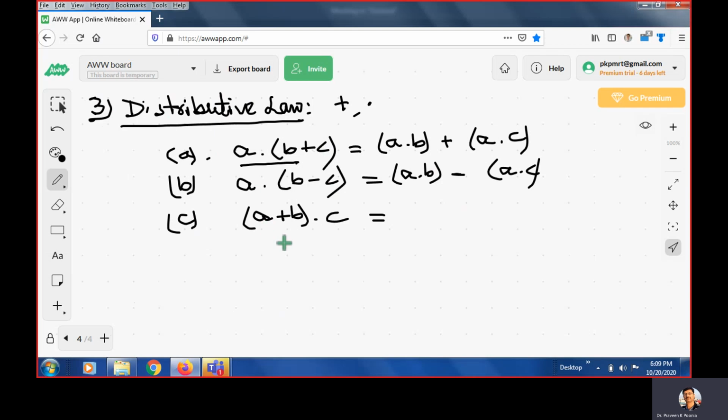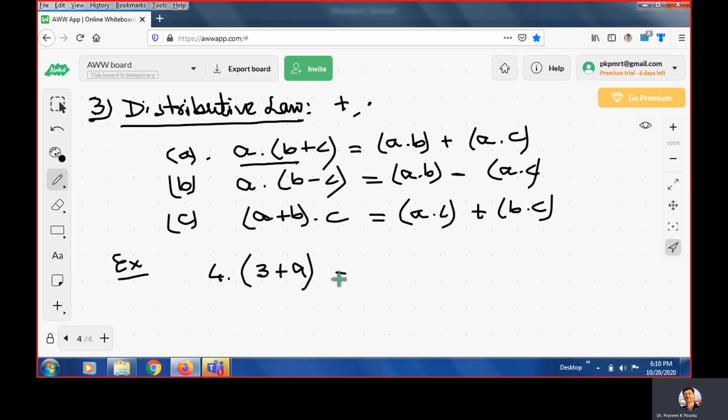Clear? It is the same. It will be A times C plus B times C. Clear? This is how to write the distributive law. What type of questions may we ask you in the exam? If 4 times (3 plus 9), what is the answer here?